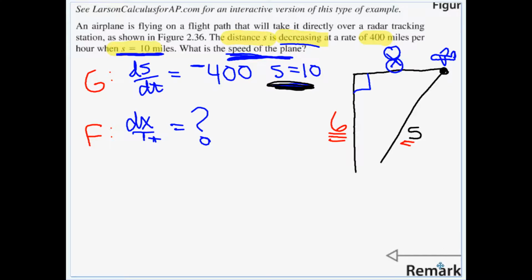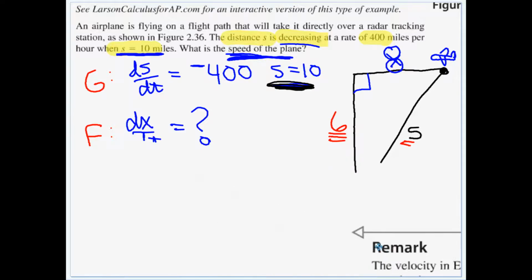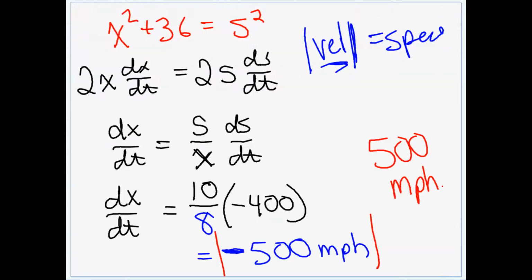We got a remark down here. The velocity in this example is negative because x represents distance that is decreasing. In general, quantities that are decreasing in magnitude are represented by a negative rate.